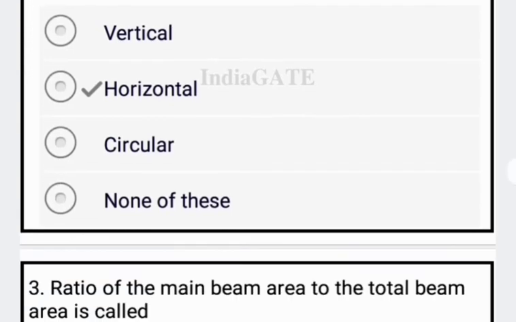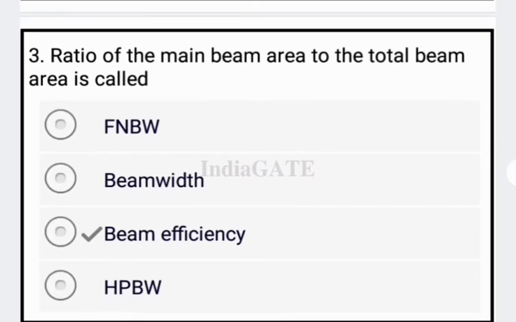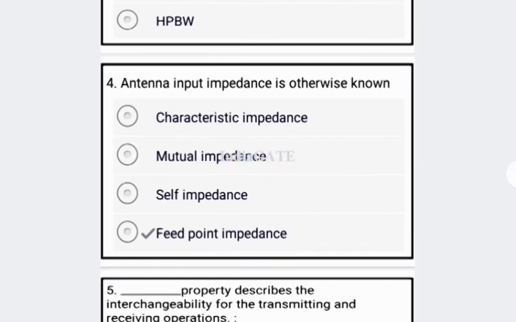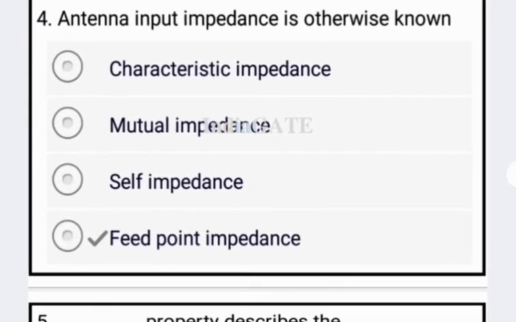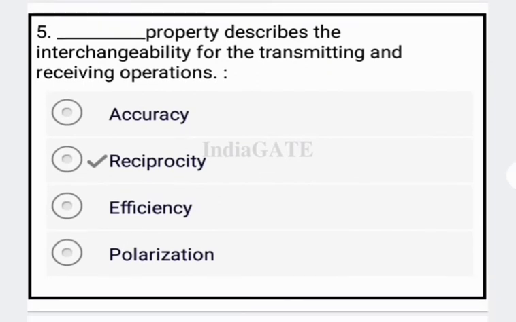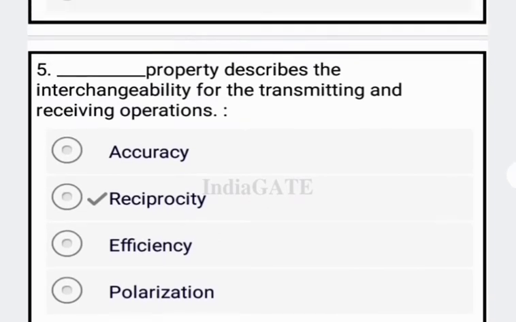Option B. Next question: the ratio of the main beam area to the total beam area is called beam efficiency. Option C is your correct answer. Next question: antenna input impedance is otherwise known as feed point impedance. Option D is your correct answer. Next question: dash property describes the interchangeability of the transmitting and receiving operations. So the correct answer is reciprocity. Option B is correct.